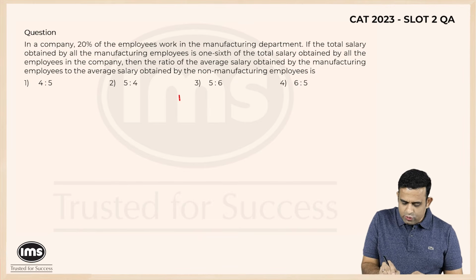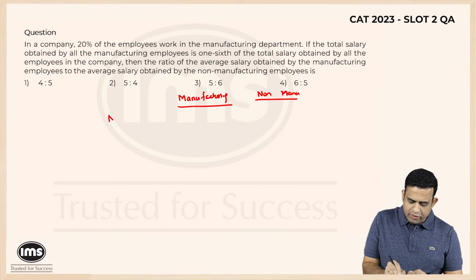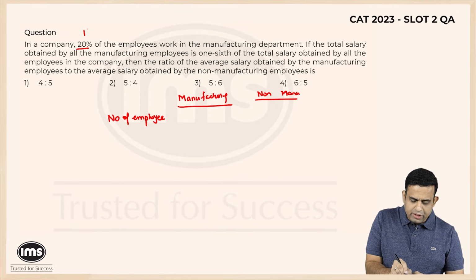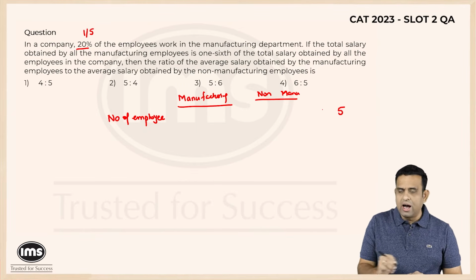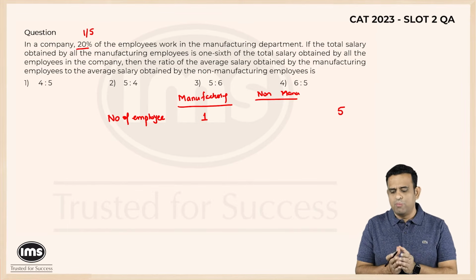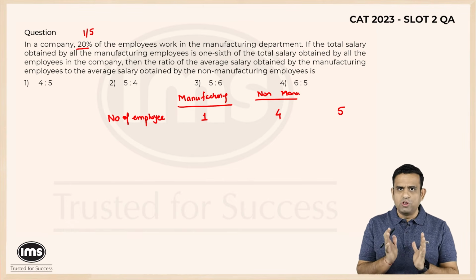So what I will do is I will write two scenarios. One is the manufacturing department and maybe the non-manufacturing department. And we are going to focus on a couple of components. One is the number of employees. So the first line says 20% of the employees work in the manufacturing department. This 20% means 1 by 5. So if the total number of people, let's say, is 5, then one can say out of 5, 1 is in manufacturing. So what about the number of people in non-manufacturing? One can simply say it will be equal to 4. So we have made use of the first sentence.